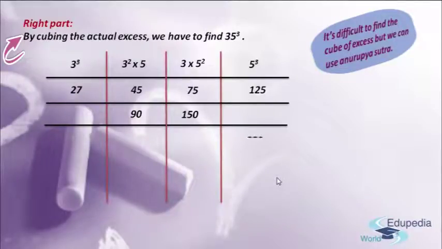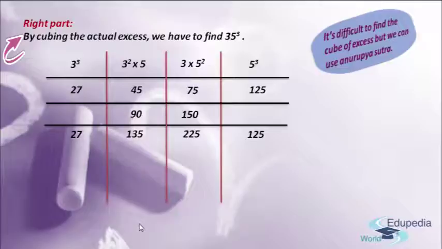So therefore I am writing 125 as it is over there. And here in the third part, if you observe, we are having two numbers, that is 75 and 150. If we add up these two numbers, we get 225. And in the second part, we are having 45 and 90. If you add up these two numbers, we get 135. And in the first part, we don't have any numbers to add up. So therefore, we have to write this 27 as it is in the first part like this.